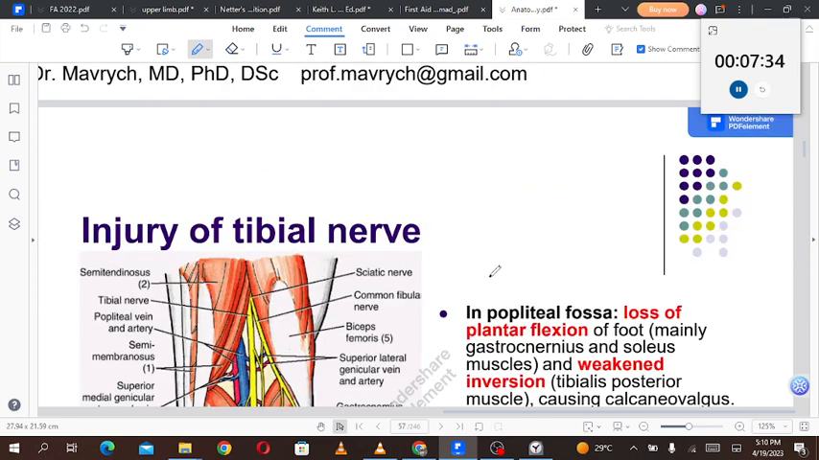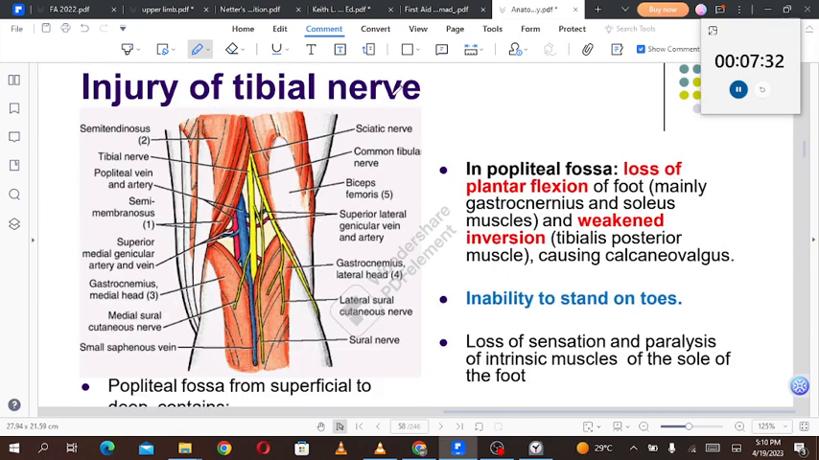Okay. Injury to the tibial nerve. Where is the tibial nerve? This is the tibial nerve. It is one of the terminal branches of the sciatic nerve. If the injury to the tibial nerve is inside the popliteal fossa, there will be loss of plantar flexion of the foot. Mainly the gastrocnemius and soleus muscles are not working, so plantar flexion will be lost, and weakened inversion will be seen, with tibialis posterior causing calcaneovalgus.